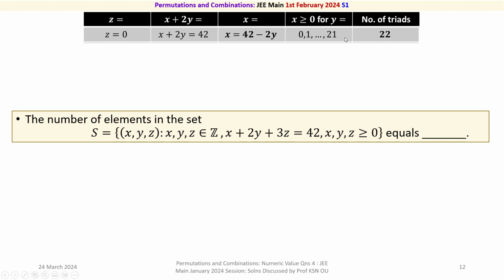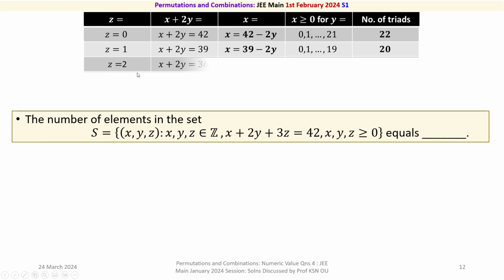So what are the triads that they form? When Y is 0, what is X and what is Z. That's one triad. Like that 22 triads you will get. Now you may observe, what is the highest value of Y? It is 42 by 2, the greatest integer not exceeding that, so that is 21. Now Z is equal to 1. Then X plus 2Y will be 42 minus 3, 39. So X will be 39 minus 2Y. What is the highest value of Y? 39 by 2, that is 19. So 0, 1, 2 up to 19 means 20 values.